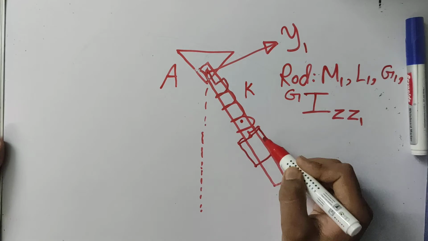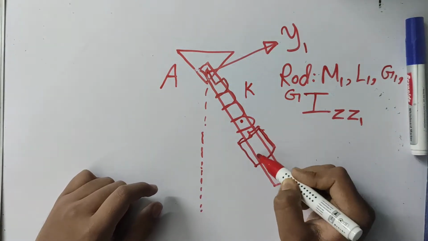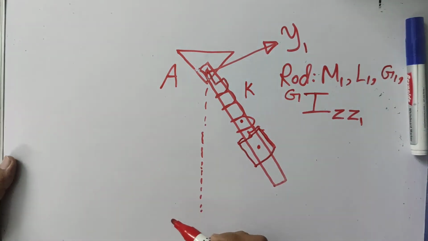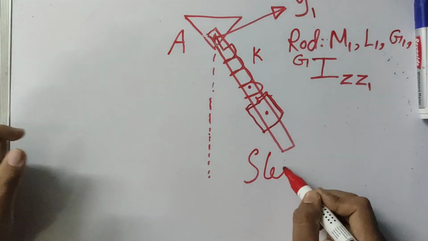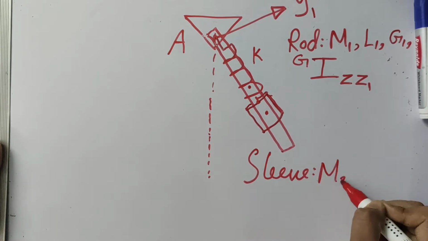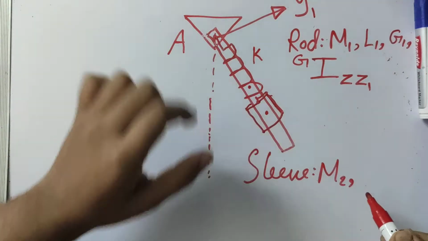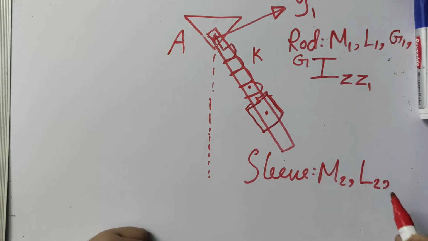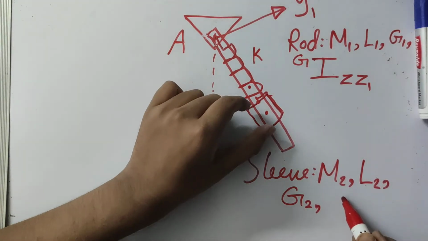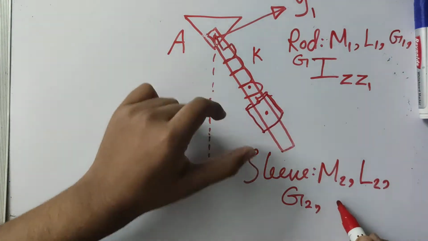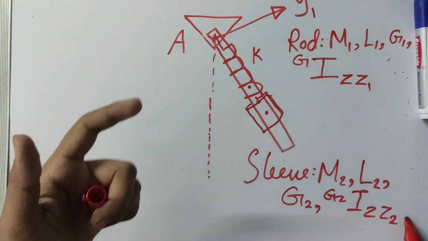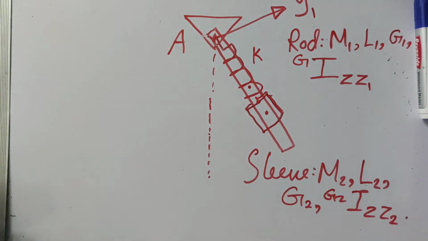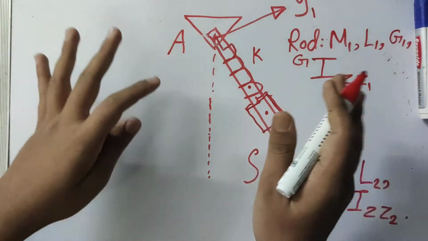And now I will describe the sleeve. This is the sleeve which has got this as the center of mass. The sleeve is described as having some mass m2. It can slide freely along the length of the rod, having some length L2. Its center of mass is denoted as G2. Its moment of inertia about the center of mass G2, I ZZ2, is given in the problem. And what do we need to find? The equation of motion of this system.